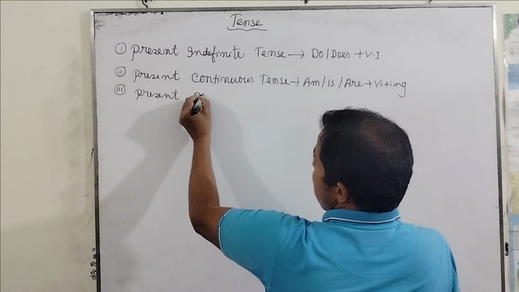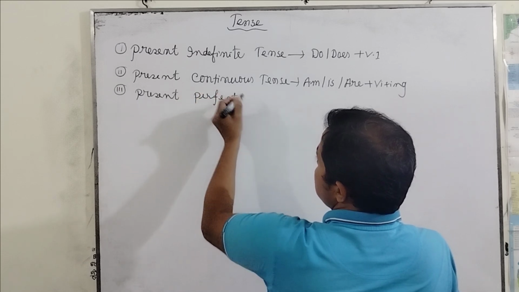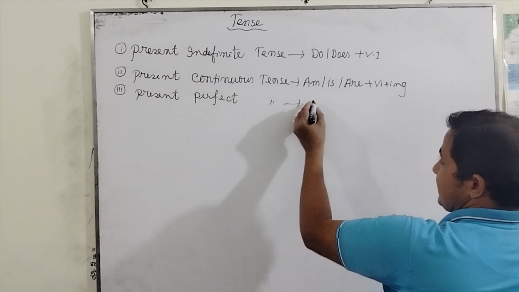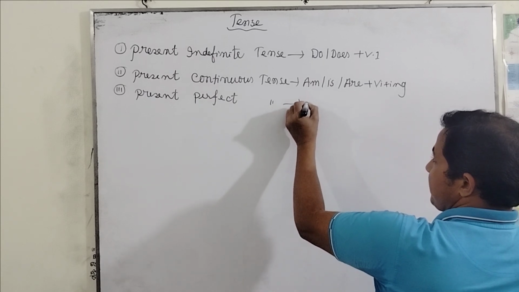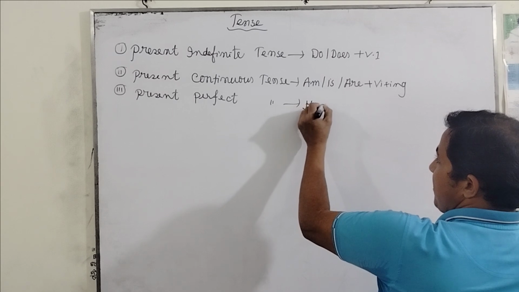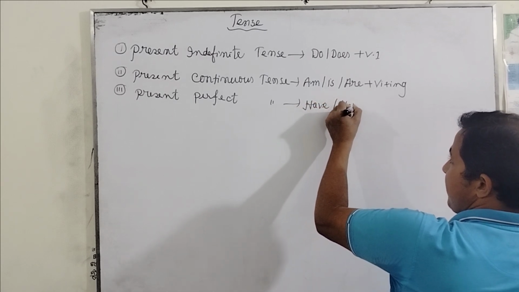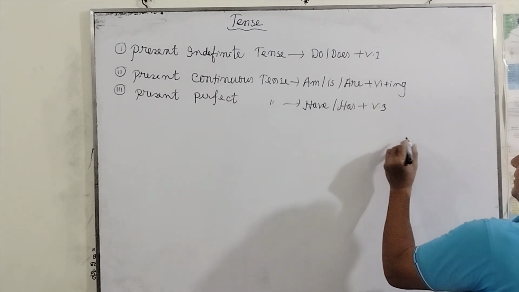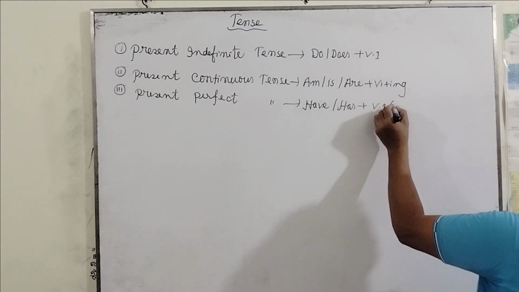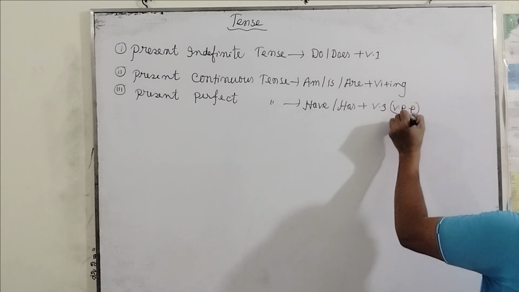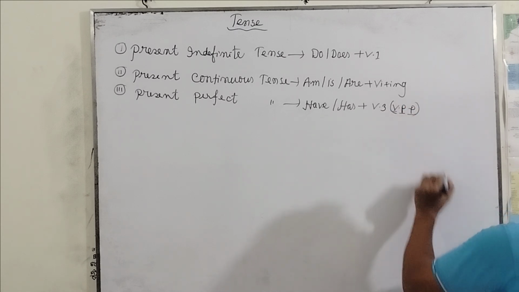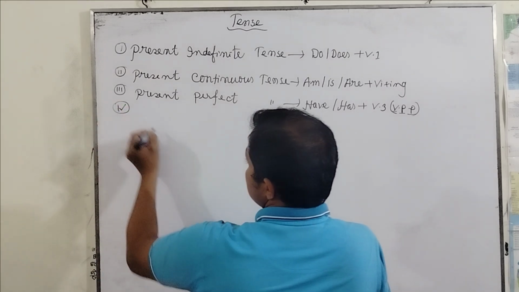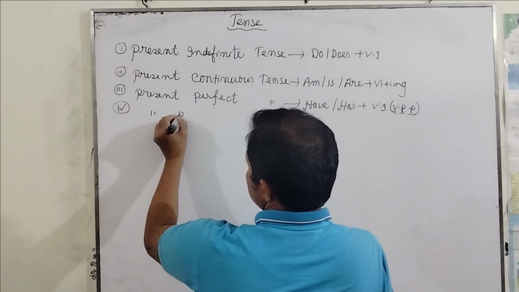Present perfect tense. It has two auxiliary verbs: have, has, and main verb form B3. B3 means VPP, verb past participle.